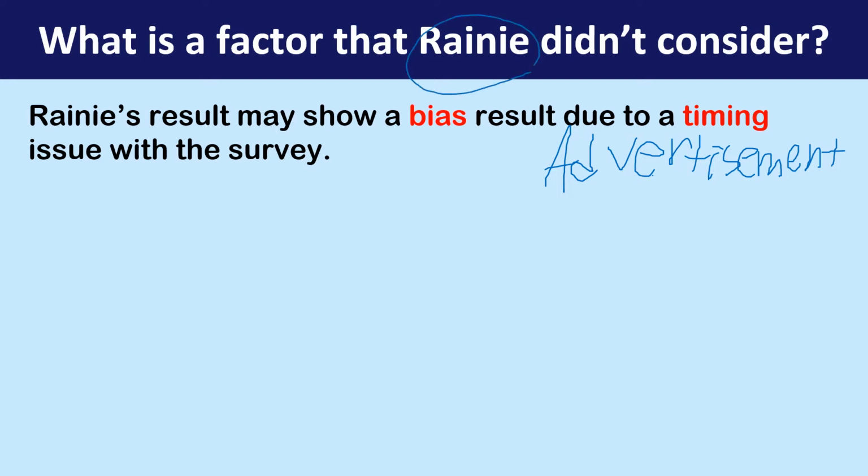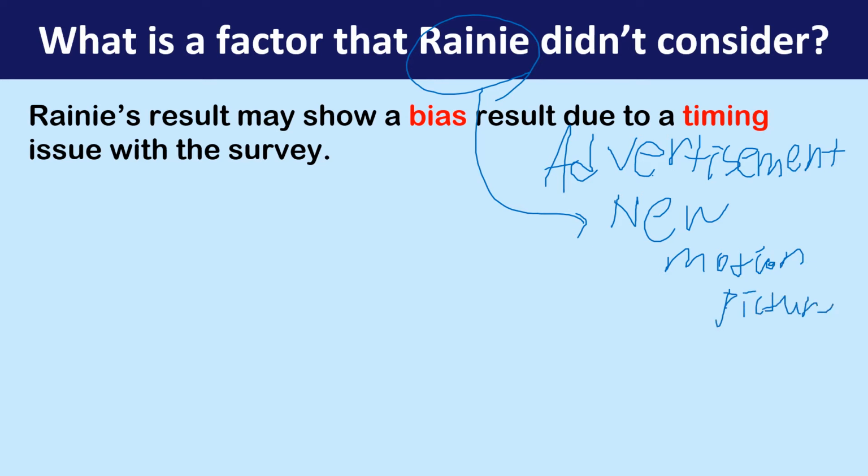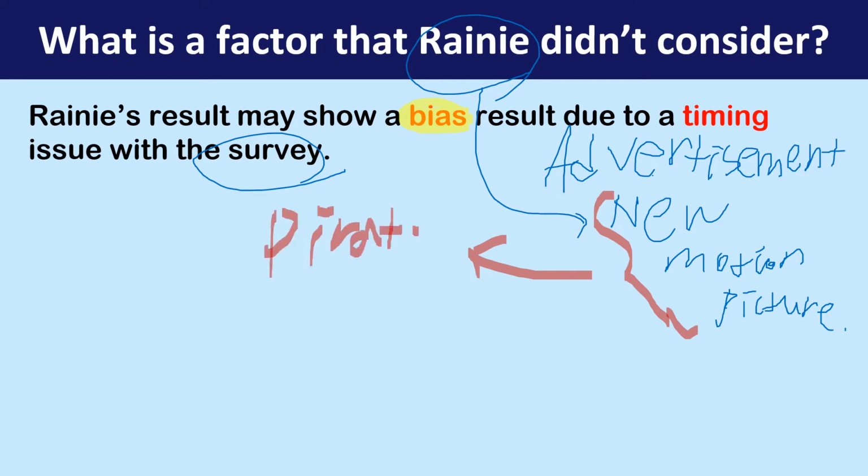In Rainey's situation, he actually did a survey when there's a new motion picture that came out at the same time as his survey. So how would that lead to a problem? First of all, it's going to make the result quite biased because if you think about it, every customer that comes for the new motion picture probably is the one that has come for a pirate movie. So those are the ones that love pirate films.